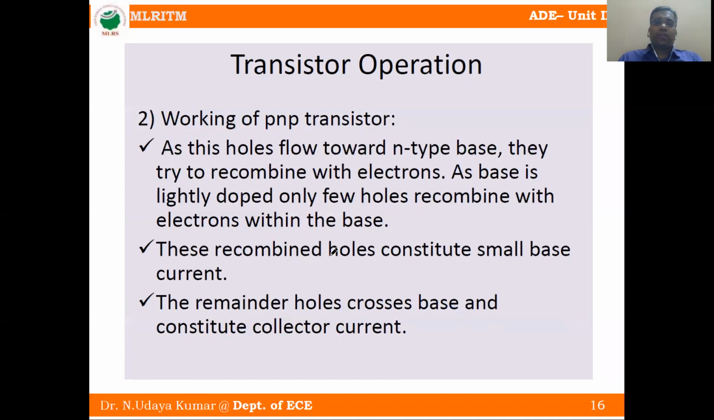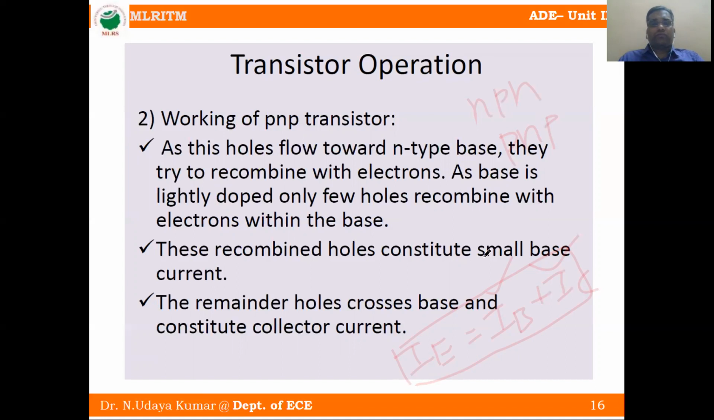So the emitter current here also, the emitter current IE is equal to base current plus collector current, in both cases. So in NPN it is the same and in PNP also the same. Emitter current is equal to base current plus collector current.